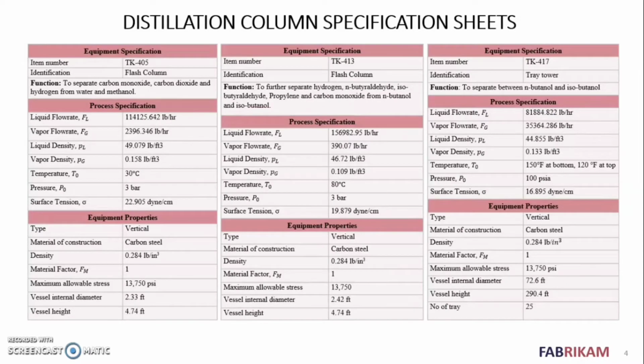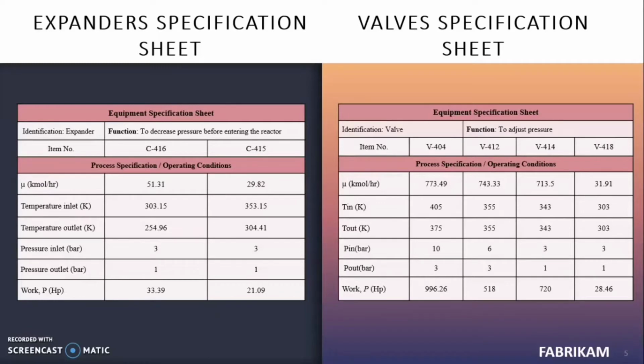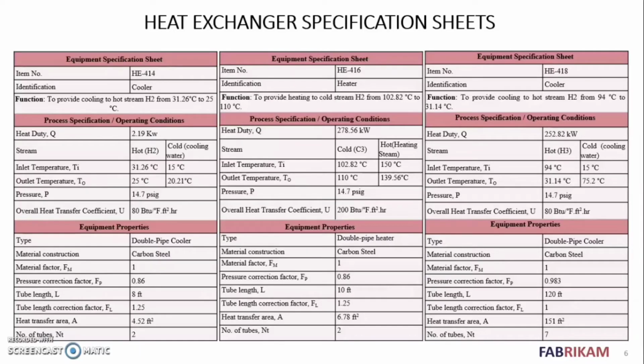These are the distillation column specification sheets, where one is a flash column and the other one is a tray column. For this equipment, the specification sheet is provided with the specific process specification and the equipment properties. These are the expander specification sheet and valves specification sheet. For both expanders, it is to decrease pressure before entering the reactor, while for the valves, it is all to adjust pressure. These are the heat exchanger specification sheets, where it consists of cooler, heater and also integrated heat exchanger.